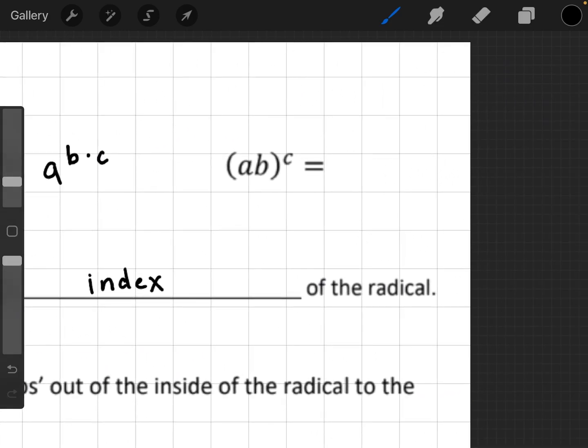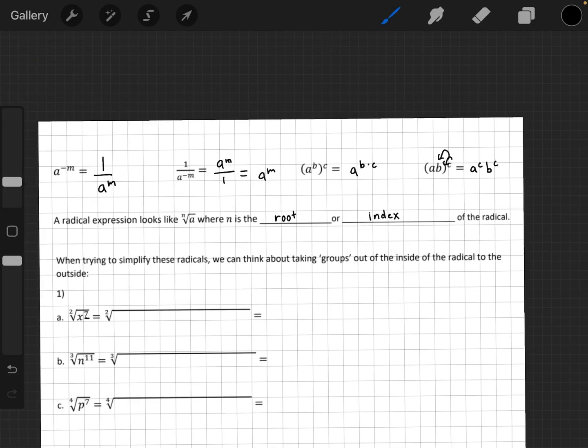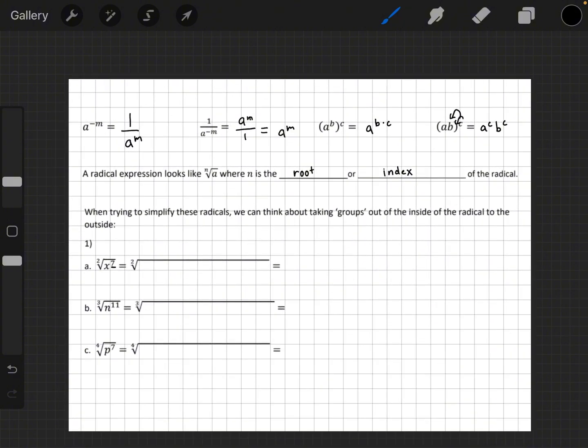In the next one, when we have a times b, all to the power of c, we can distribute the c to both terms and write a to the power of c times b to the power of c. So now that we have these rules, we can move on to simplify radicals.